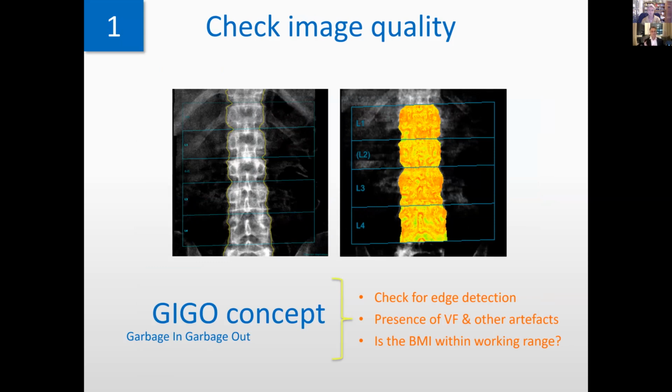The GIGO concept, which is garbage in, garbage out, that we use for BMD, DEXA, is also valid for the TBS, because if we don't do a good acquisition, if we don't position the patient correctly, if we don't position the patient over time in a similar manner, then the impact will be on the density and, to some extent, more or less, on the structure as well. So I will first check the quality of the image.